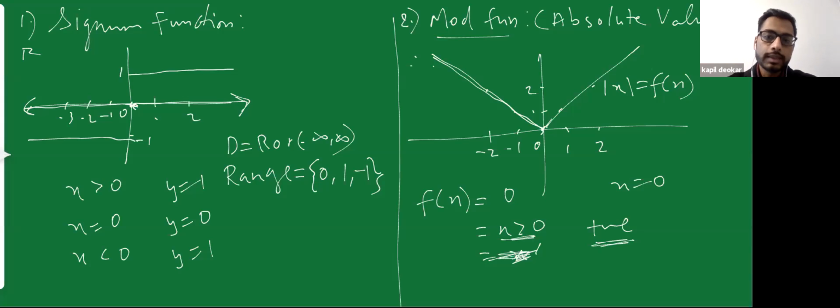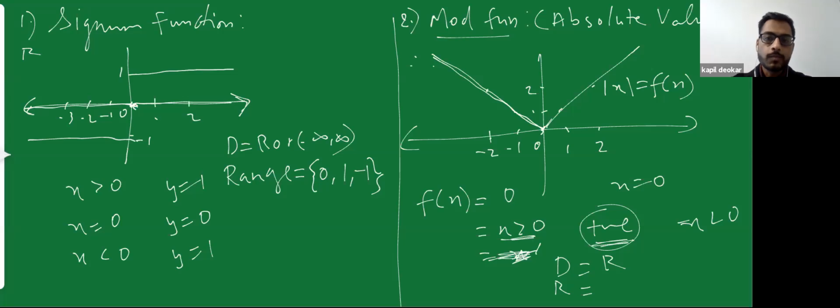What is value of mod of minus 2? Mod of minus 2 is again 2. Therefore, even for x less than 0, my answer is what? It is positive. Okay, so just go through both of them and tell me what would be domain and range. So domain means your x values. Which x values can you put? You can write any value. So domain is all your real numbers.